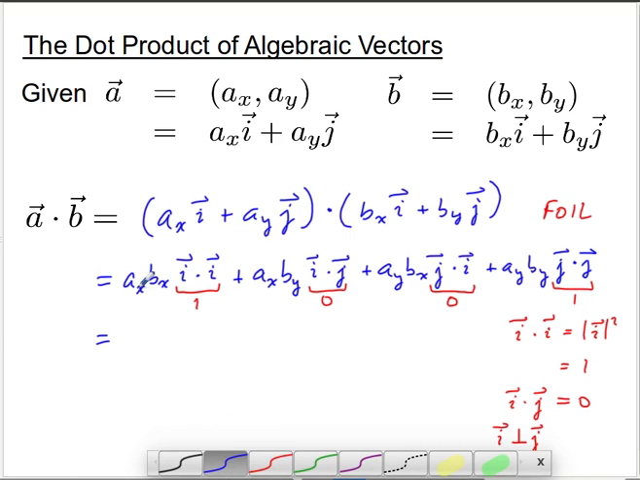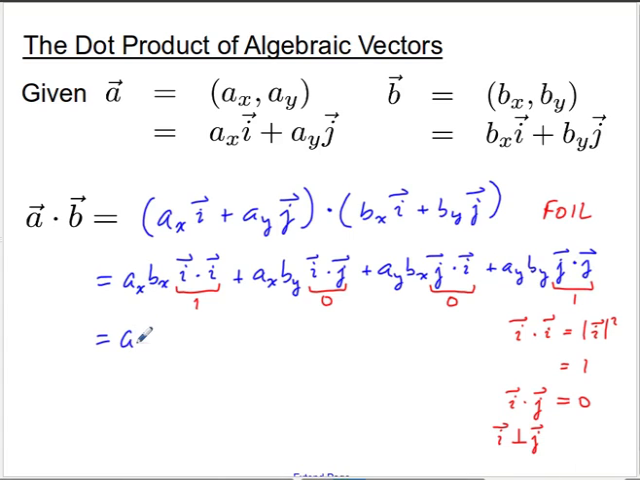So now when I simplify this, I end up with ax bx times 1, ax by times 0 is just 0, ay bx times 0 is just 0, and then ay by.